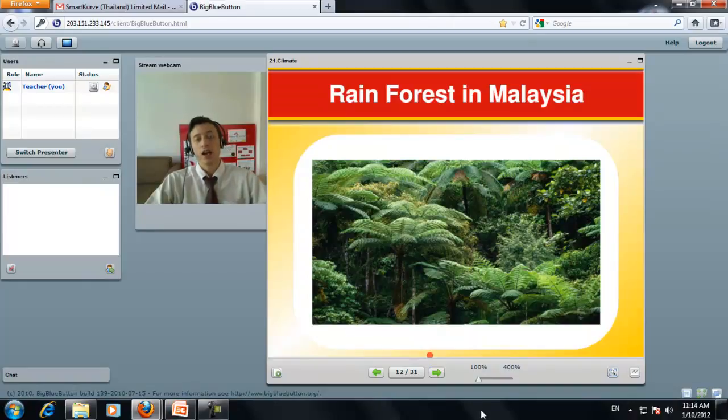We can see a good example of this on slide 12, a picture of a rainforest in Malaysia. In Malaysia, it rains all year round. It's not like Thailand where we have a dry season. The rain in many parts of Malaysia, it rains all year round, and it's very warm all year round. So we get a tropical rainforest.